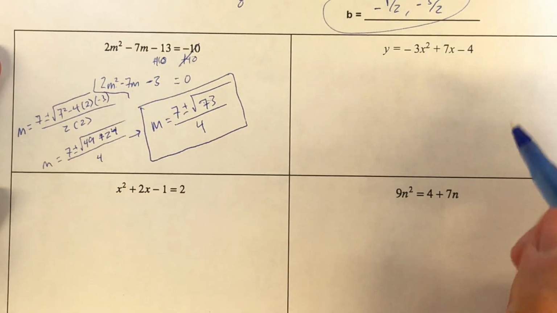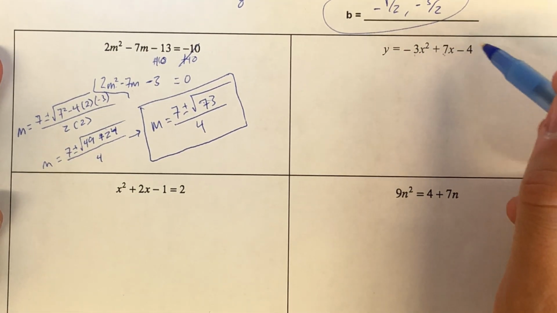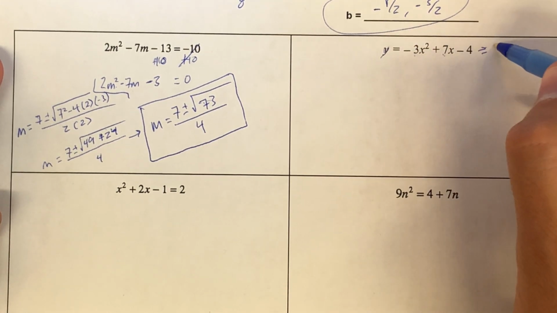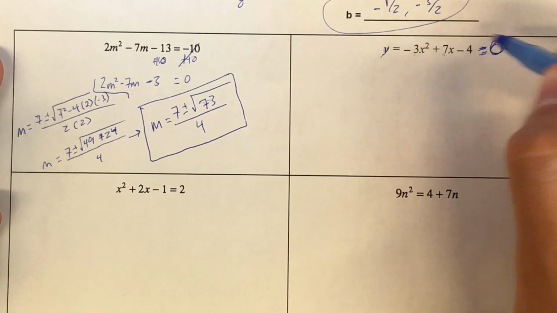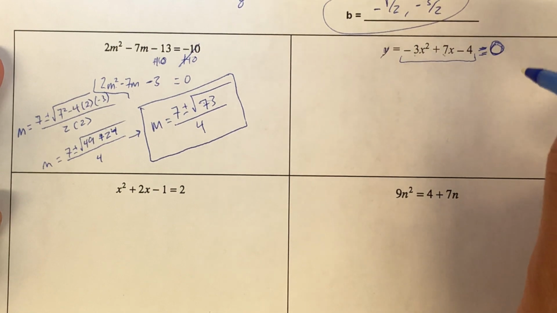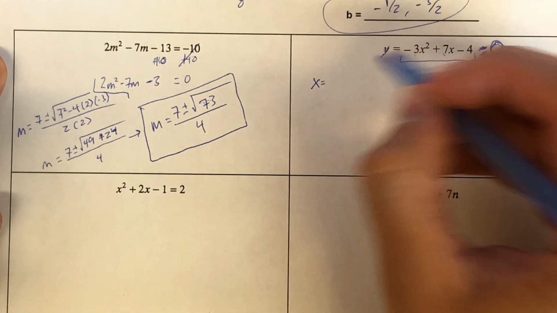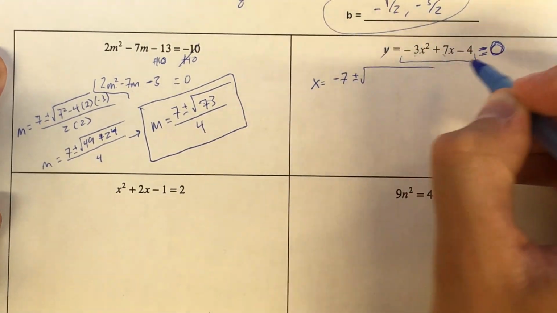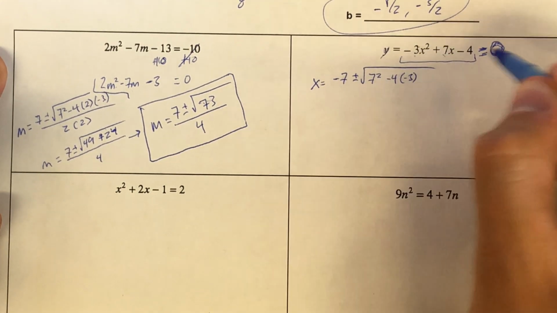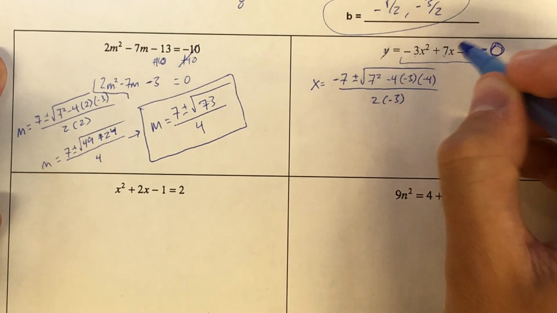Next problem. y equals negative 3x squared plus 7x minus 4. So y equals is just the same thing as saying f of x equals. So this just means we have our function. So let's set the function equal to 0. And now whatever makes this 0 will give us our roots. So we use the quadratic formula to do that. So we have x equals negative b, so negative 7, plus or minus the square root of b squared, so 7 squared, minus 4 times a, which is negative 3, times c, which is negative 4, all over 2 times a, which is negative 3.